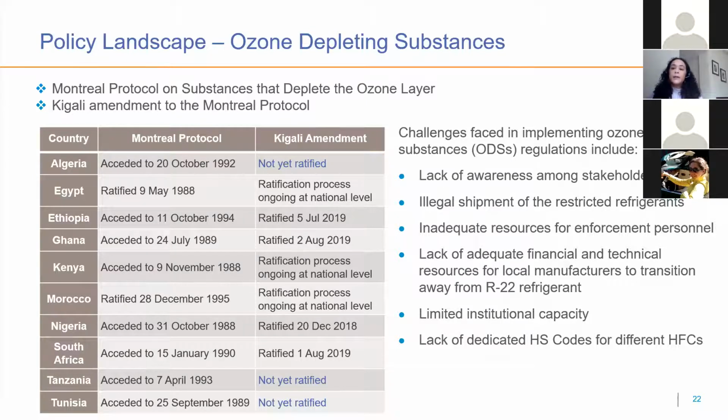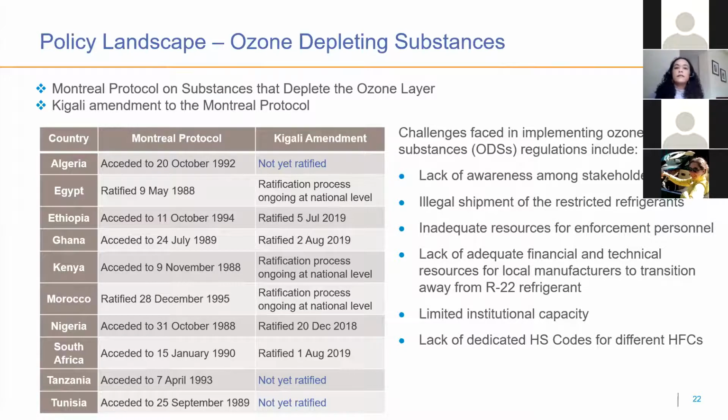Ghana, Nigeria, Ethiopia, and South Africa have ratified the Kigali Amendment to the Montreal Protocol as of this past month. But what we're seeing is that 3 countries still have yet to ratify the Kigali Amendment, and the ratification process is currently ongoing in 3 of the other countries.